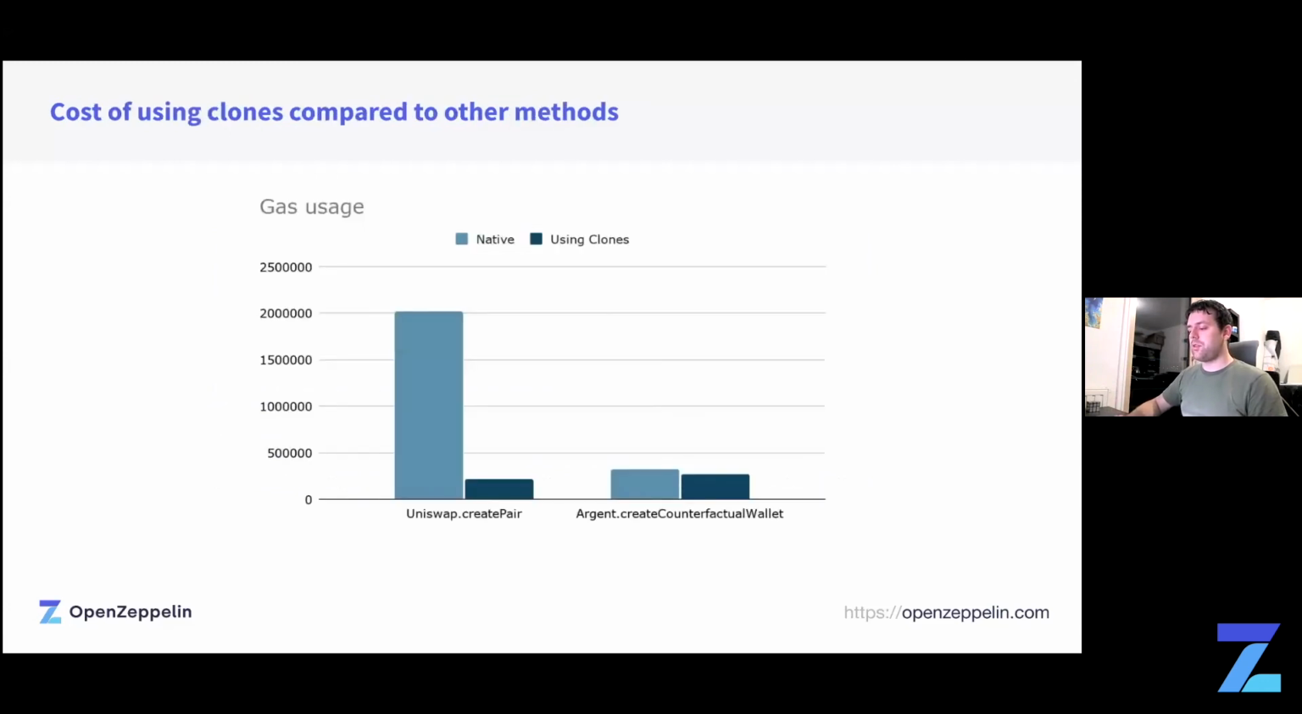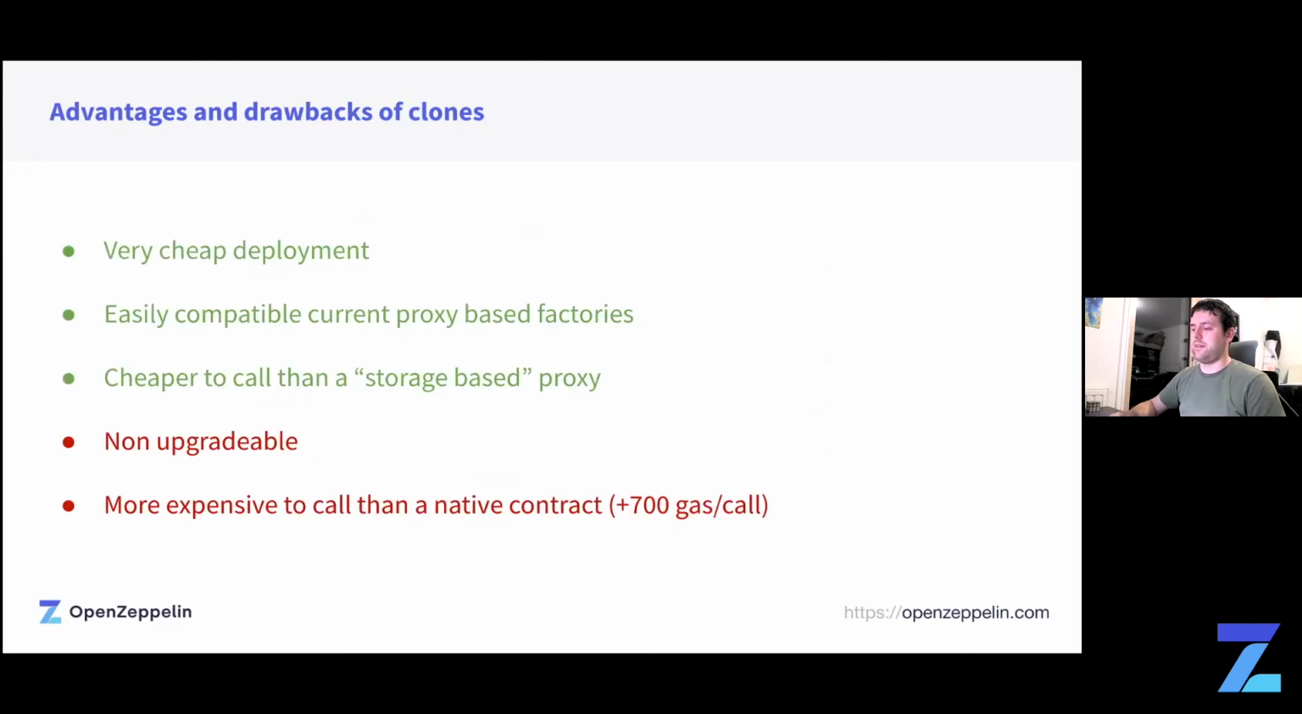So let's go back to the numbers we saw. Those are the savings for deploying either a new Uniswap pair or an Argent counterfactual wallet. And here we see that we gain a lot more in terms of fraction when it's moving from a basic contract to a clone than from a proxy to a clone. But still, this saving can make sense, particularly in the case of Argent when they deploy tens of thousands of instances of their wallets.